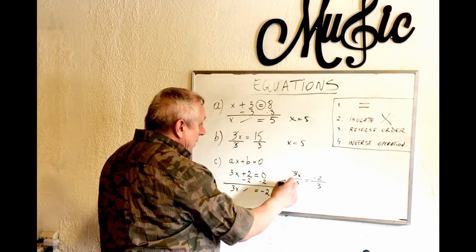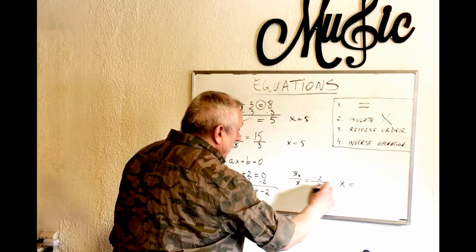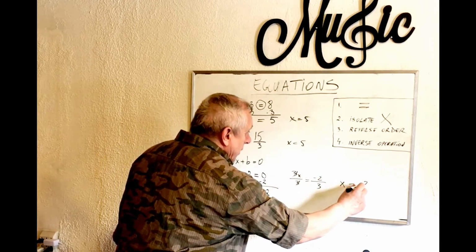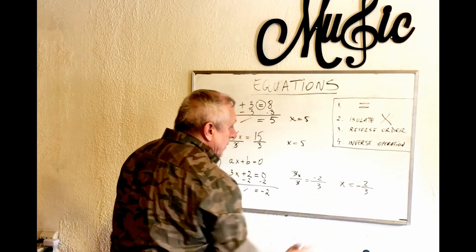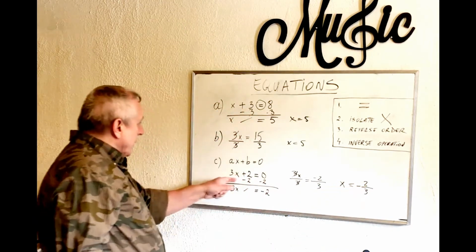3x divided by 3, of course, it's only x. And here we can leave it like that, minus 2 over 3. It's a fraction. That's the result of this equation.